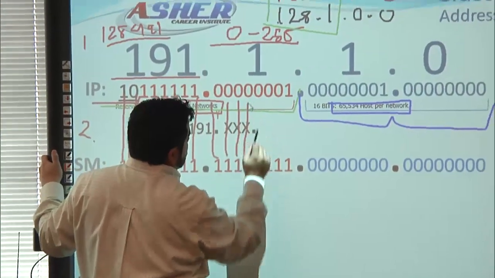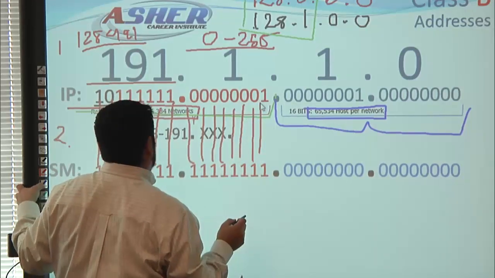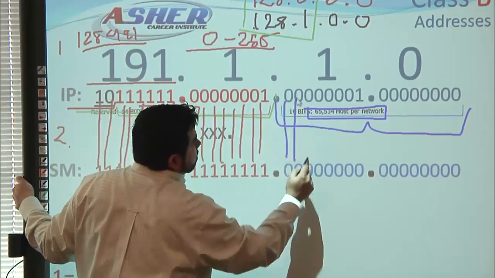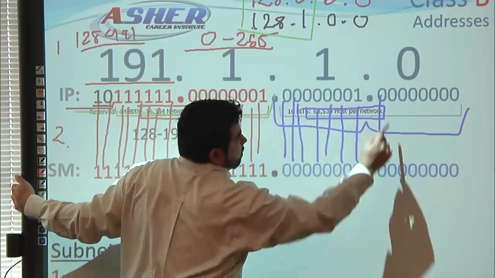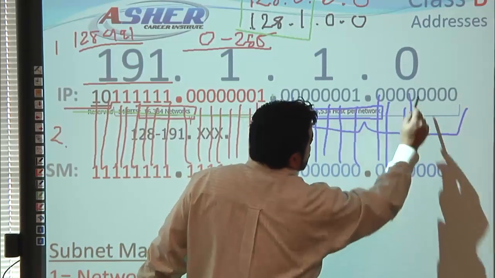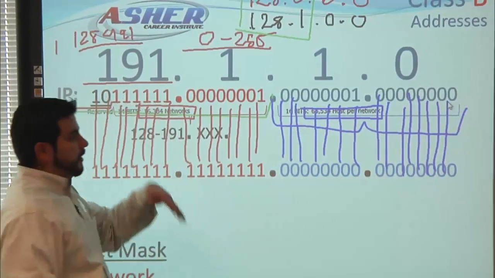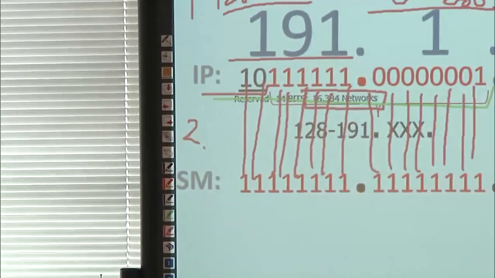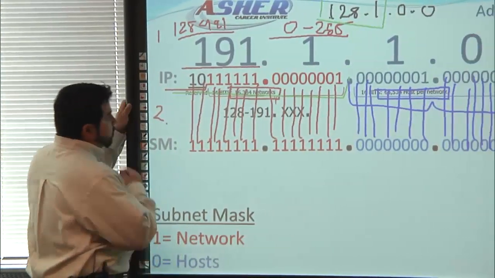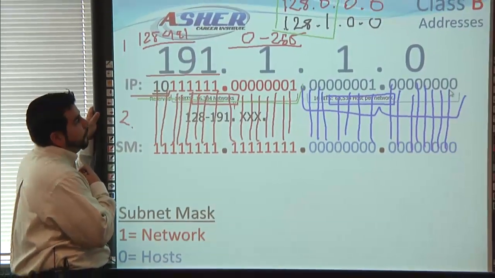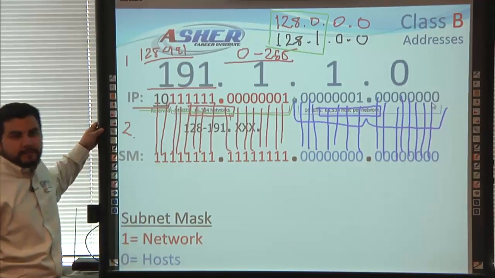So all they're doing is they're telling the numbers on top that you're part of the network, you're part of the network, you are part of the network, and then you are part of the host, you are part of the host, and so on. That's all they're doing. They're just telling the numbers on top if you're part of the network or if you're part of the host, just so that the numbers don't get confused. So in reality, what's more important? The IP address or the subnet mask?